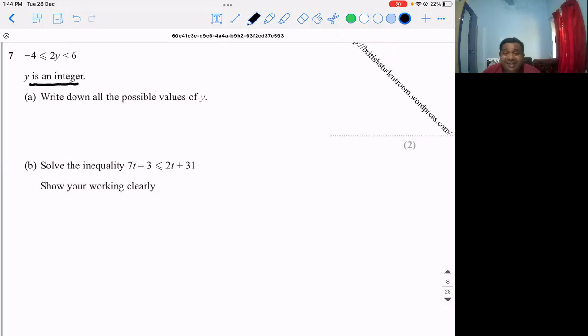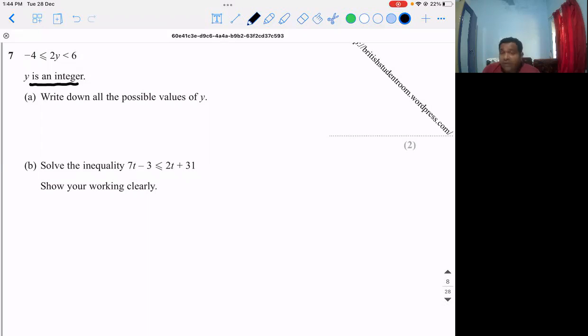See, here also we have to underline the keywords. What is y? Y is an integer. Write down all the possible values of y. So here you can see that the value of 2y is in between -4 to 6. Okay, so the value of 2y is in between -4 to 6.